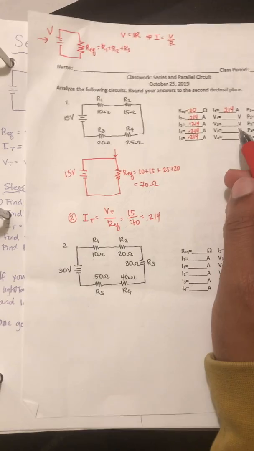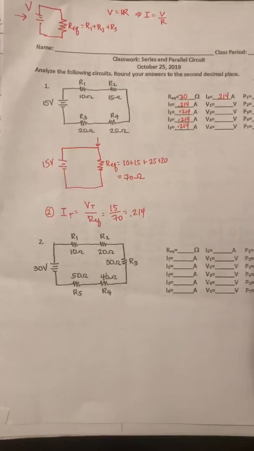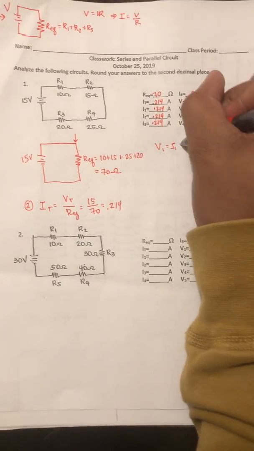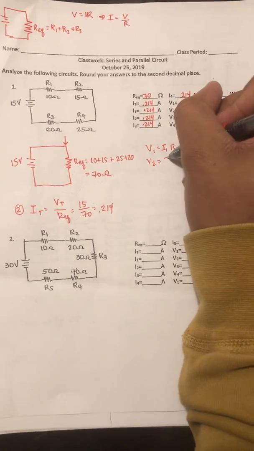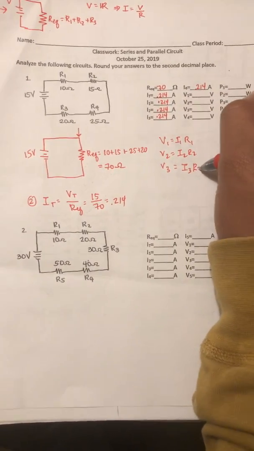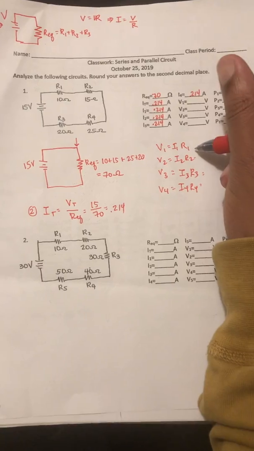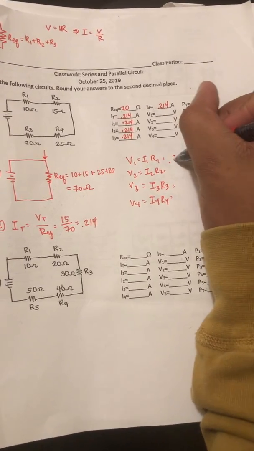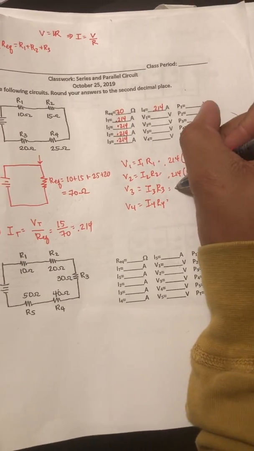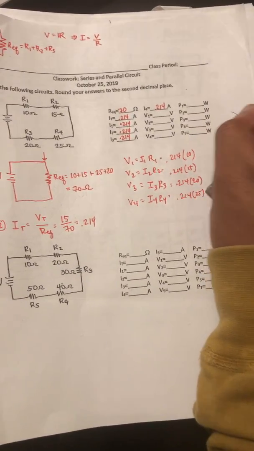Now I have to find my voltage for each one. So if I know my resistance and I know my current at all these points, I can find my voltage. So V1 is I1 times R1. V2 is I2 times R2. V3 is I3 times R3. And V4 is I4 times R4. What's super nice is the currents are the same. So it's going to be 0.214 times 10, 0.214 times 15, 0.214 times 20, 0.214 times 25.